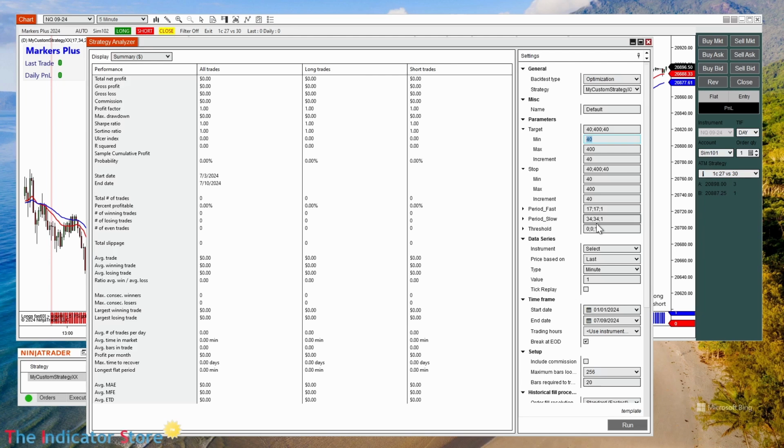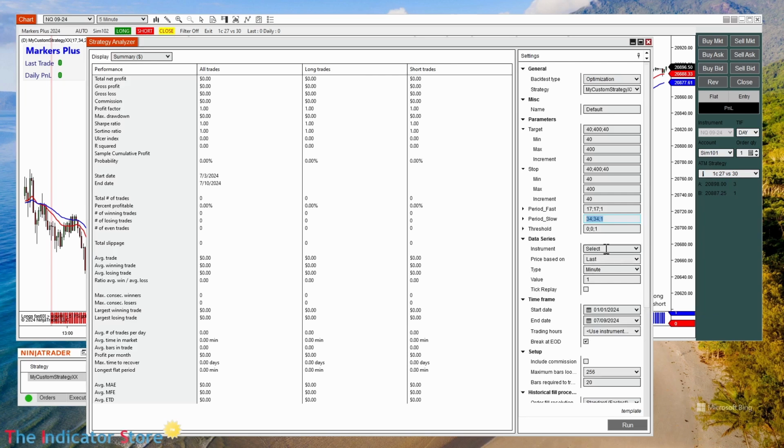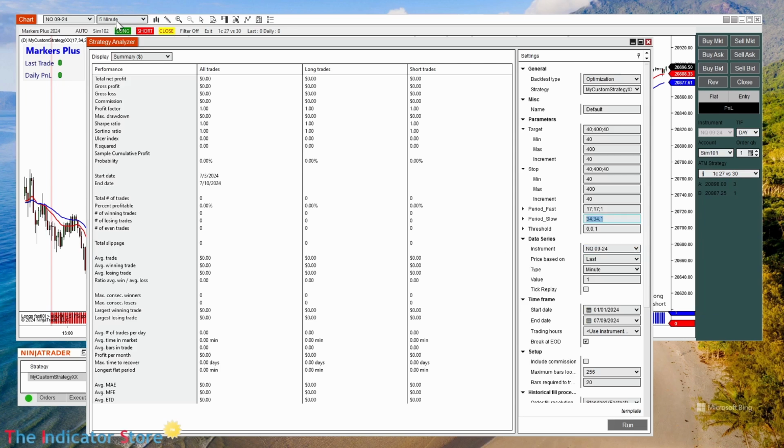So at the beginning, when I try a strategy, I leave the other settings as default, okay? I only test different targets and different stops for different time frames with the default settings. So let's select the Nasdaq and 5 minutes, my preferred time frame.